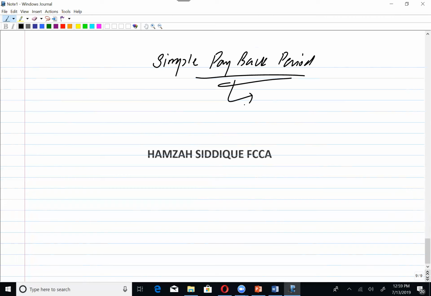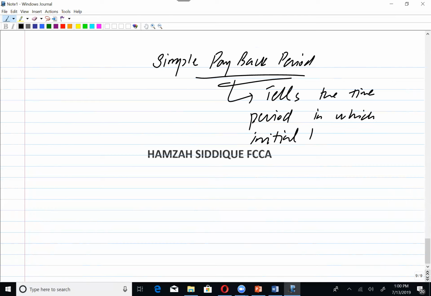I'm going to invest money today. In how much time, this is the first concern. Profit is the second. The additional inflows are the second concern. So the payback period tells the time period in which the initial investment of the project will be recovered.